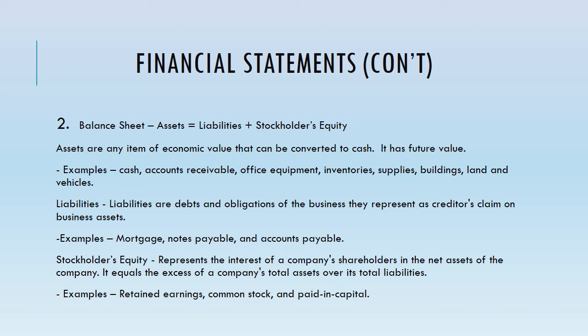The balance sheet is assets equals liabilities plus stockholders' equity. That equation means that assets equals the liabilities and the stockholders' equity together. So I could look at this equation in another way. I could say assets minus liabilities gives me my stockholders' equity, or assets minus my stockholders' equity is going to give me the liabilities. So assets are any item of economic value that can be converted to cash.